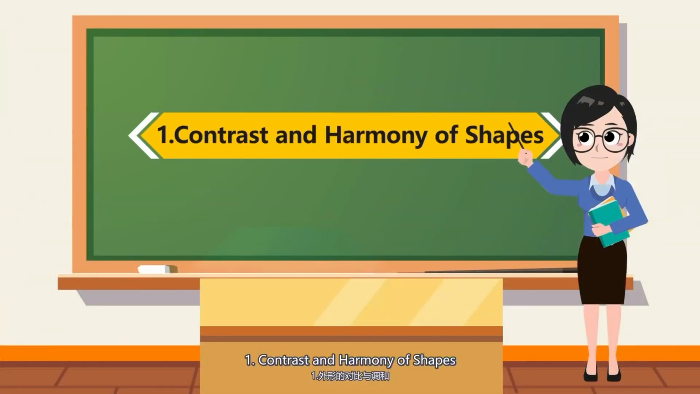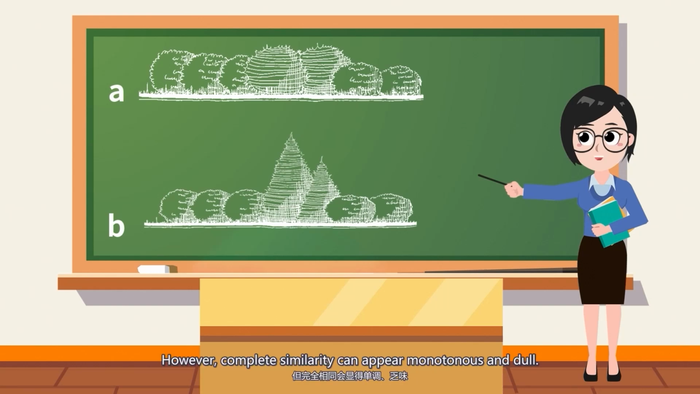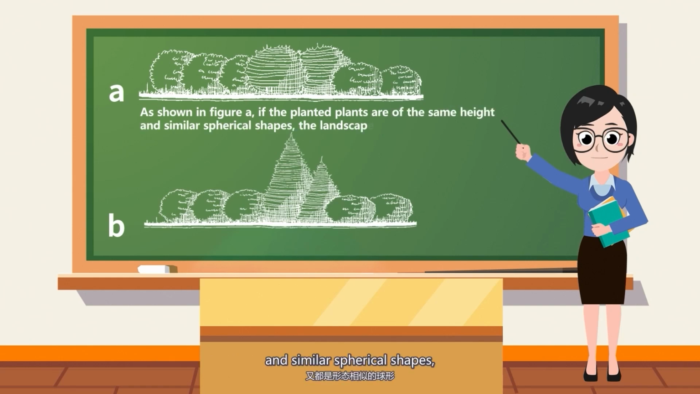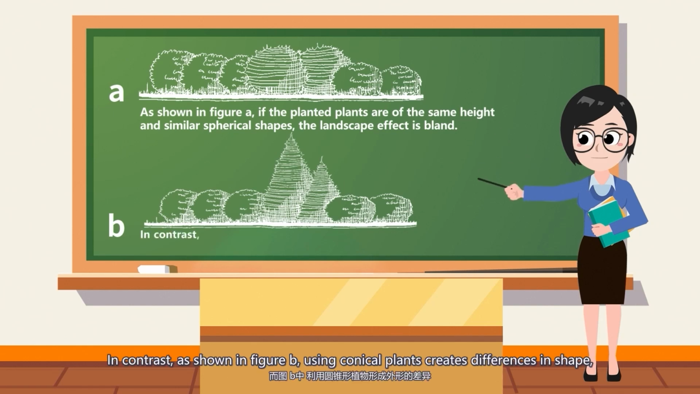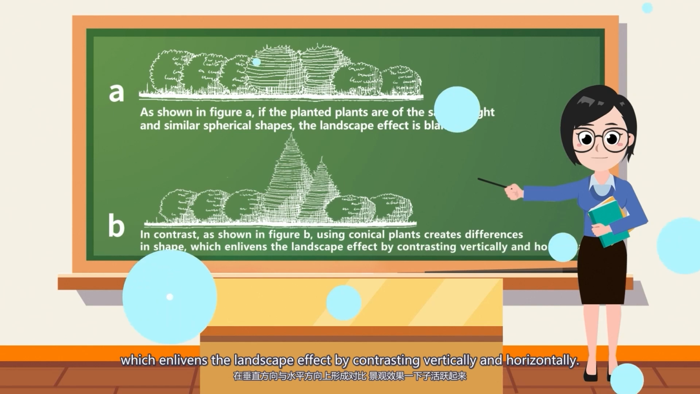1. Contrast and harmony of shapes. Using plants with similar or identical shapes can achieve a harmonious appearance in plant groupings. However, complete similarity can appear monotonous and dull. As shown in Figure A, if the planted plants are of the same height and similar spherical shapes, the landscape effect is bland. In contrast, as shown in Figure B, using conical plants creates differences in shape, which enlivens the landscape effect by contrasting vertically and horizontally.